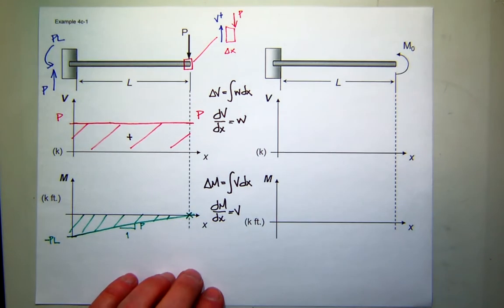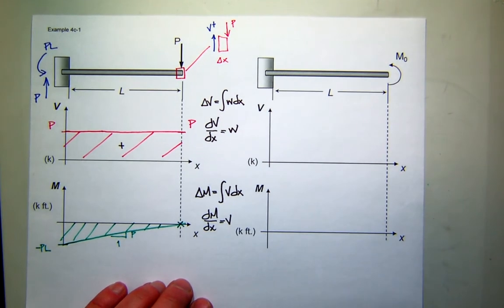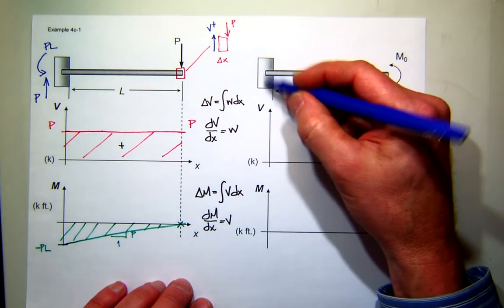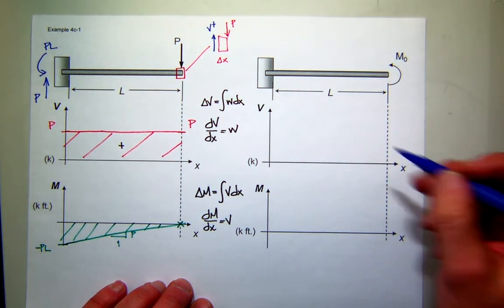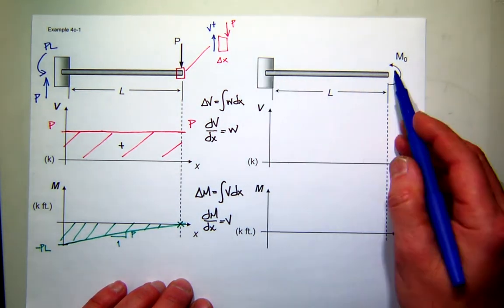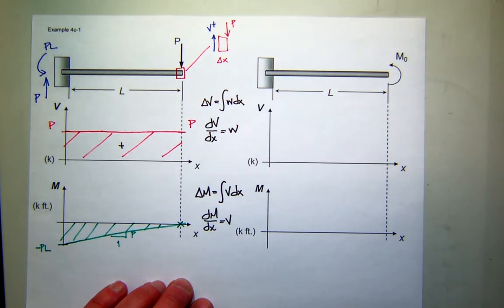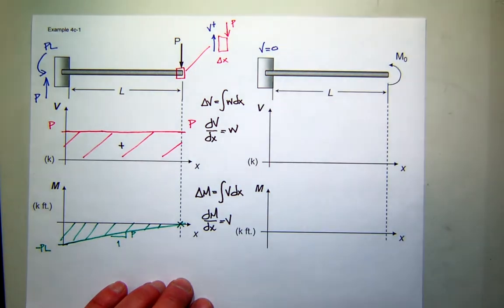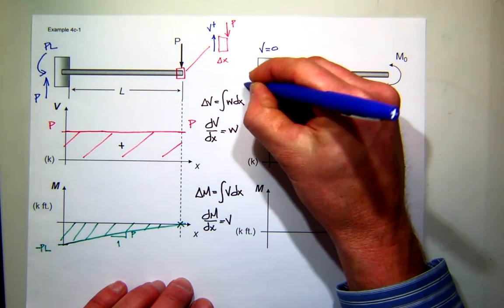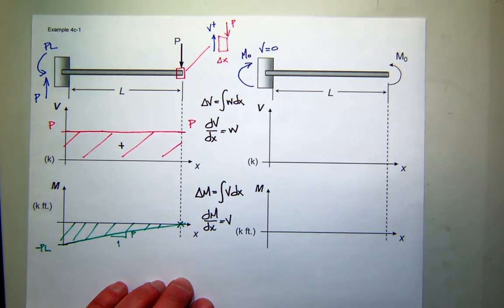All right, let's look at the second one. What's different? Let's look at the reactions first. Is there a shear here? If you were to sum forces in the y direction to find this shear value, what would you find? The shear is 0. What about the moment? I think you'll see the reaction moment is just equal and opposite.